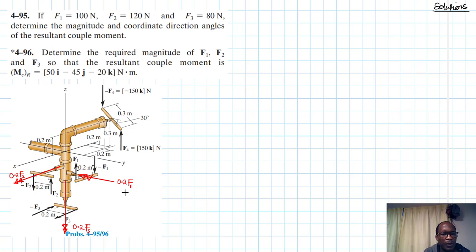All right. And then F4, it is positive in the x direction. So it is going like so. It's going like this.